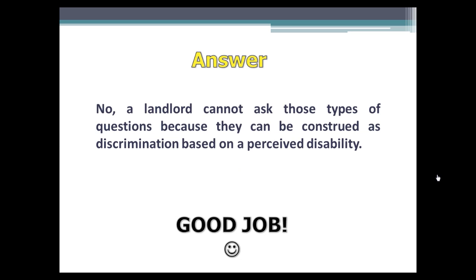The landlord should ask all prospective tenants the same questions, and they should be related to a person's qualifications to rent, such as income and rental history. If a person has requested an accommodation, then the housing provider might have a reason to need more information about a person's condition. Again, we'll talk more about accommodations later in the presentation.